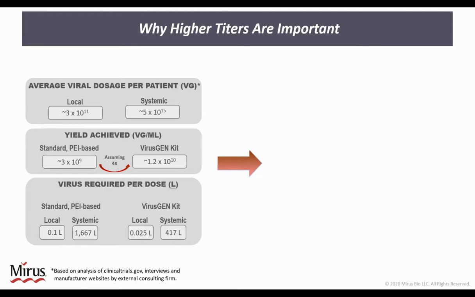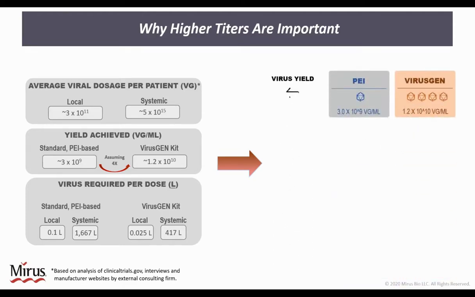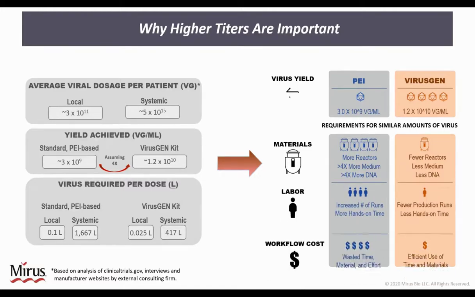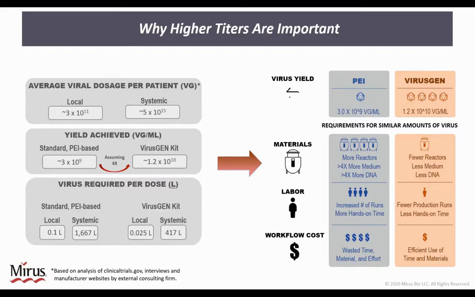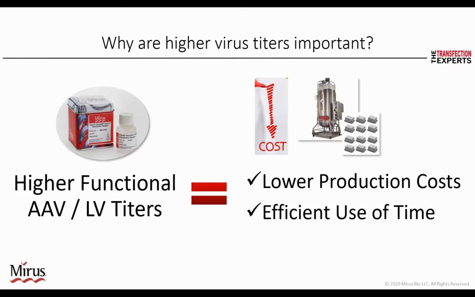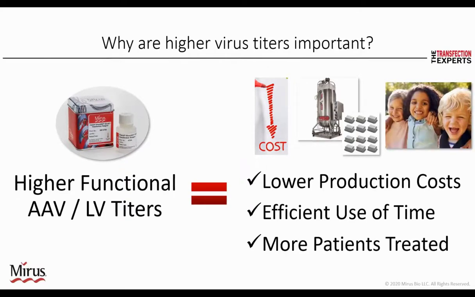If we think about what higher titers mean on the production side, it's a significant reduction in material requirements when fewer bioreactors and far less media and costly GMP-grade DNA is needed to generate a sufficient amount of virus. It's less hands-on time, less paperwork, less time in expensive manufacturing suites. In summary, higher titers mean more efficient use of time and materials and an overall reduction in workflow costs. To show this in a different way, higher functional AAV and LV titers lead to lower production costs, more efficient use of time, which ultimately leads to more patients treated.